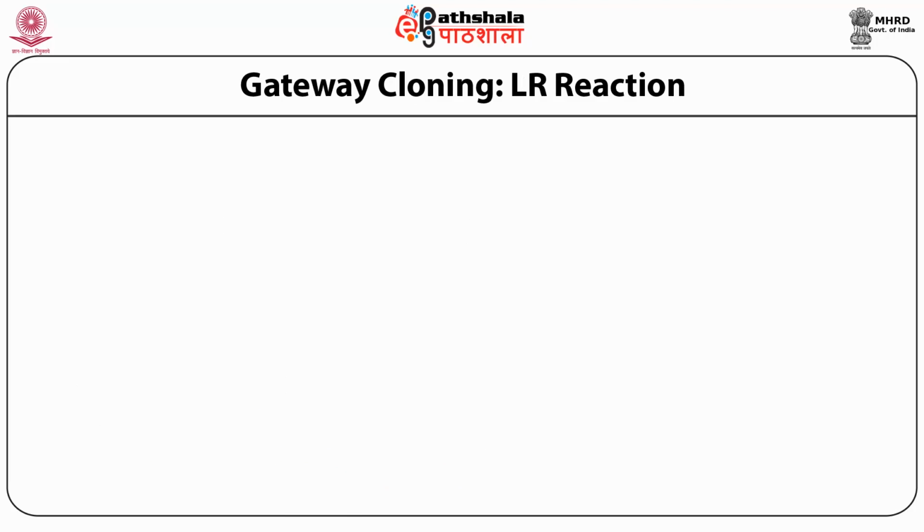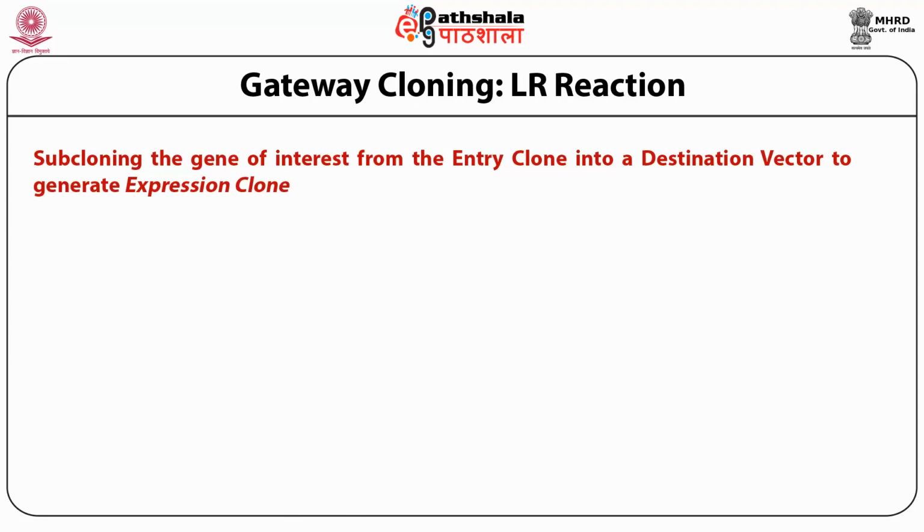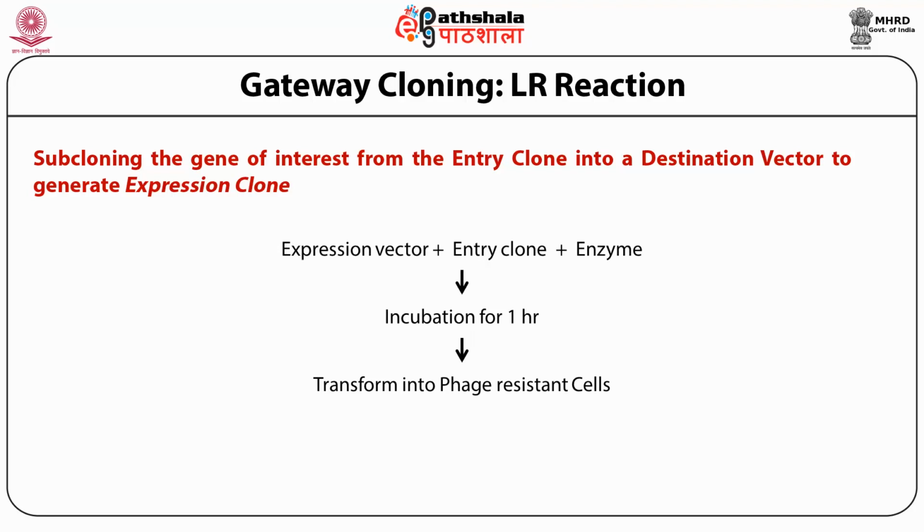Now the second step involved in Gateway cloning is the LR reaction, which means that we need to subclone our gene of interest from the entry clone into a destination vector, which could be an expression vector. If you remember, our gene of interest was first cloned into an entry vector. But if we want to express that gene, we need to subclone or transfer it to an expression vector. So in order to do that, we'll have an expression vector, and this expression vector will contain the desired att sites. We incubate it with the entry clone, which already contains the att sites, and we also add enzyme to it.